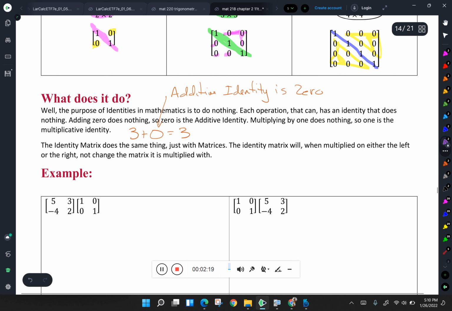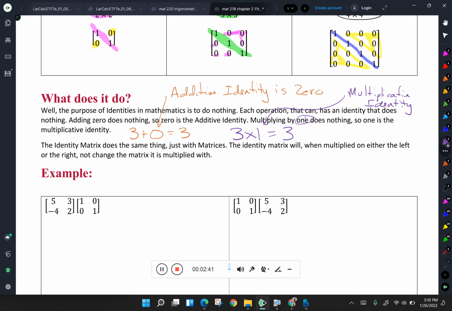Okay? Multiplying by 1 does nothing. Like, what's 3 times 1? 3 times 1 is 3. So that means that under multiplication, the multiplicative identity is 1. The identity matrix does the same thing, it just does it for matrices. The identity matrix is the matrix that when you multiply it, it doesn't do anything.